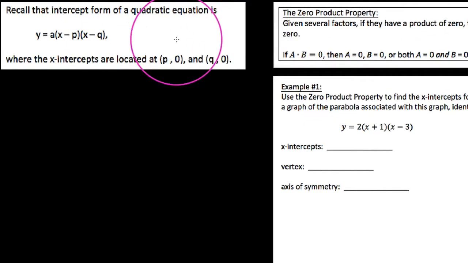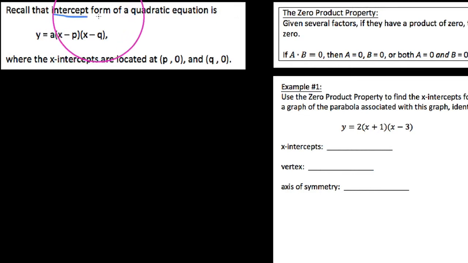In this video we're going to focus on the zero product property and how it relates to quadratic functions, specifically their graphs. Let's start by taking a look at this top left corner up here. It says, recall that we refer to this form of a quadratic equation as intercept form.